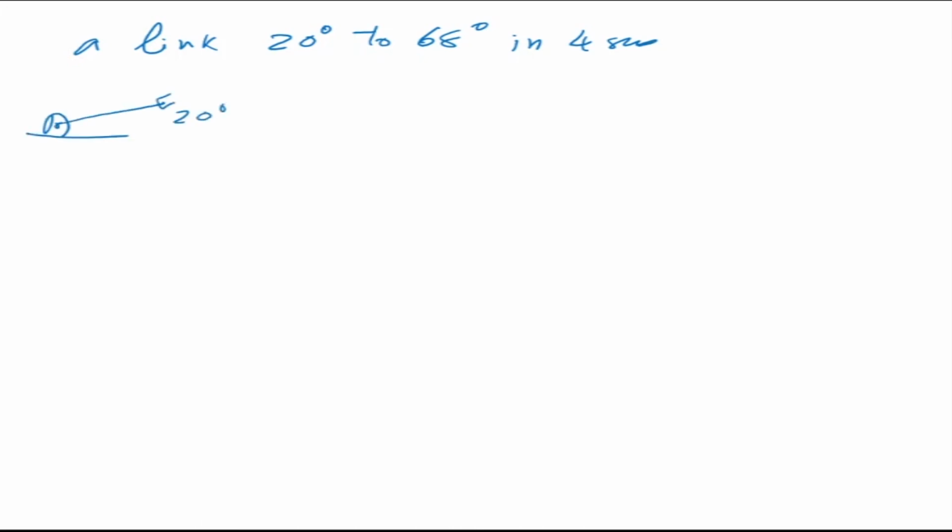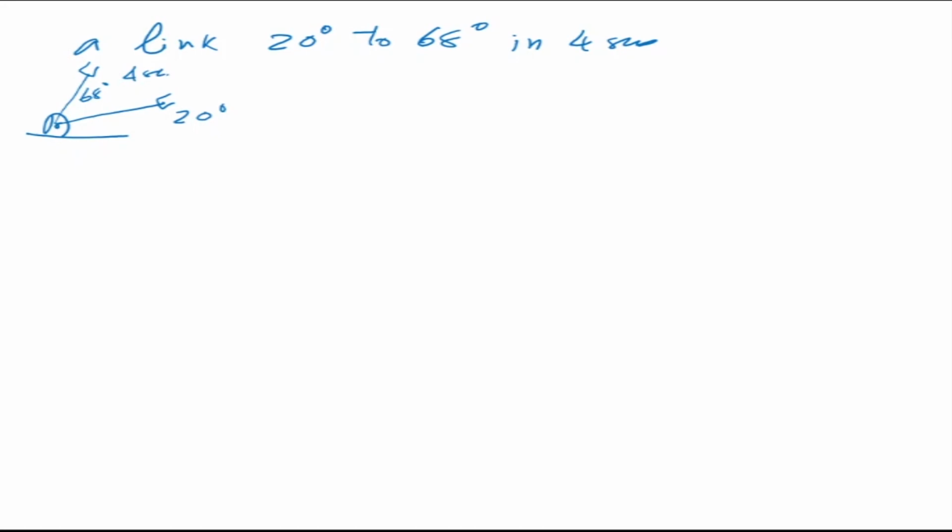So let's look at a very simple example. A link moves from 20 degrees to 68 degrees in 4 seconds. Let's say we have a single link. It's moving from 20 degrees to 68 degrees in 4 seconds.